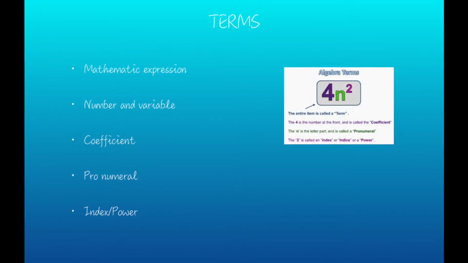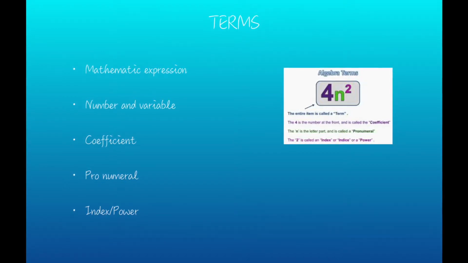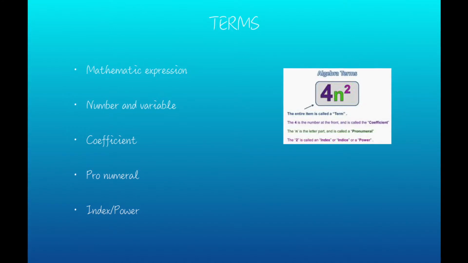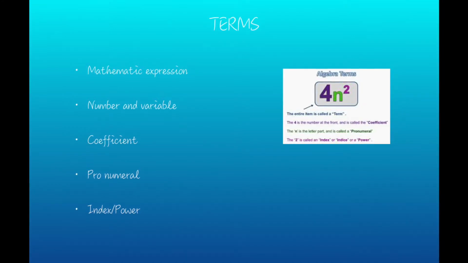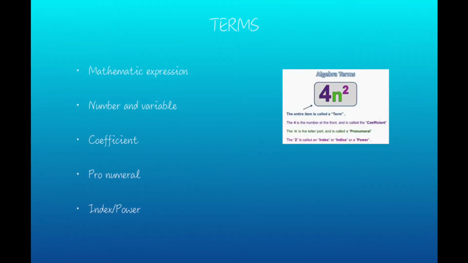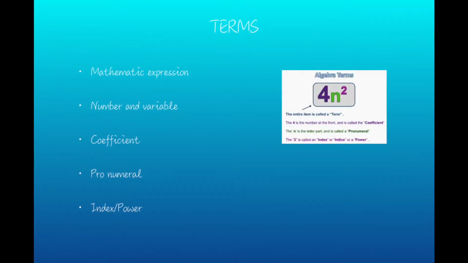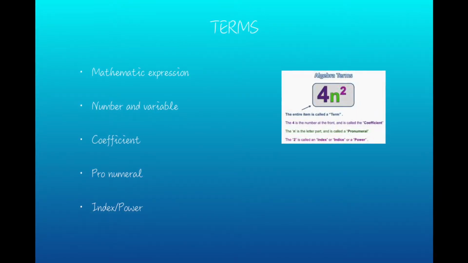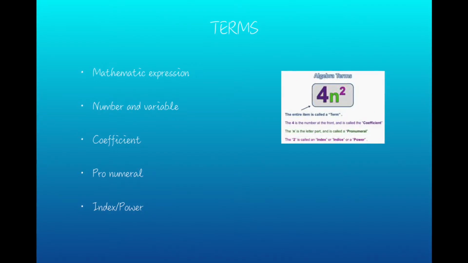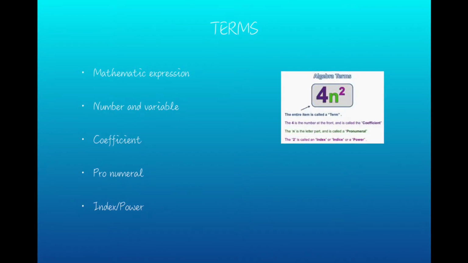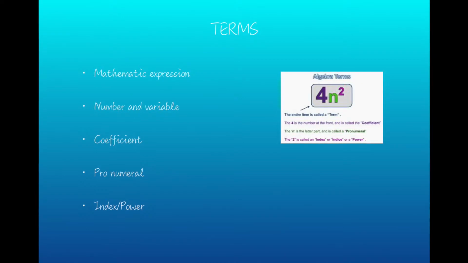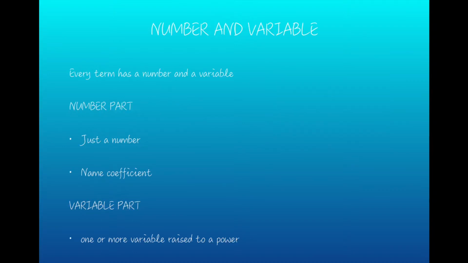The 4 in that expression is the coefficient, and the n is the variable. As you can see above the n, a number that is the power/index. This is because the variable always has to be raised to a power, so the 2 is represented as the power/index.